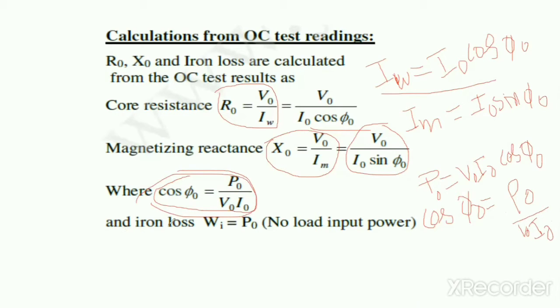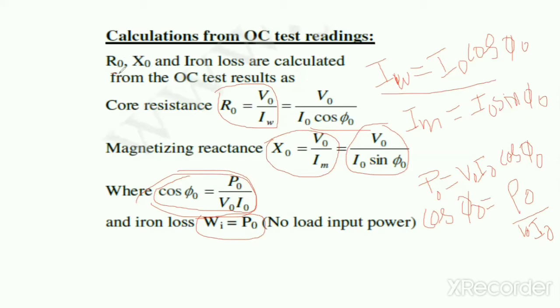Then iron losses. Iron losses is Wi. Therefore, Wi is equal to P naught, the no load input power. The iron losses is equal to P naught, where P naught is the no load input power.